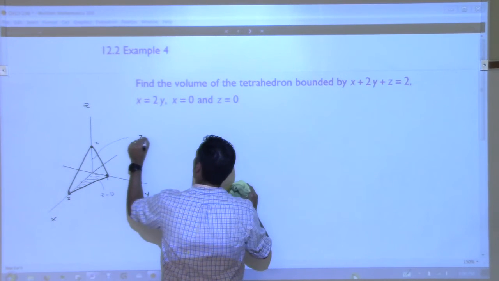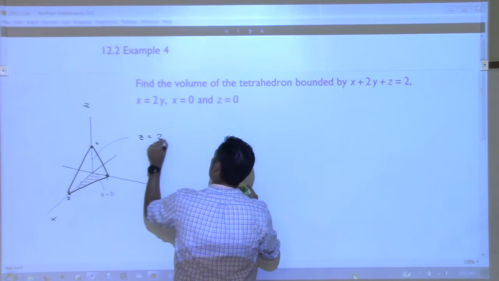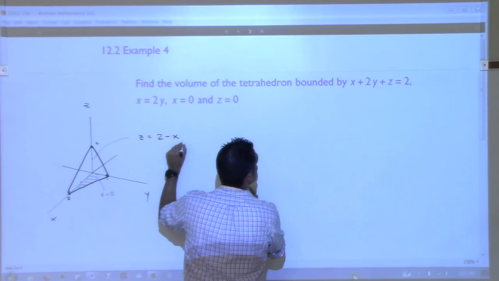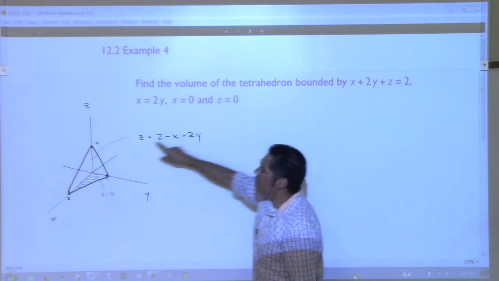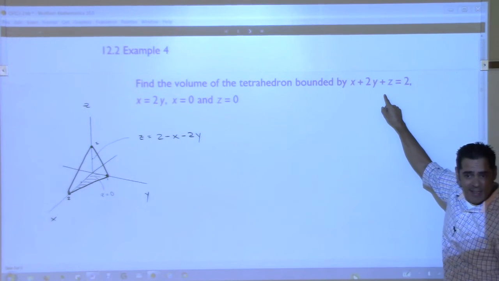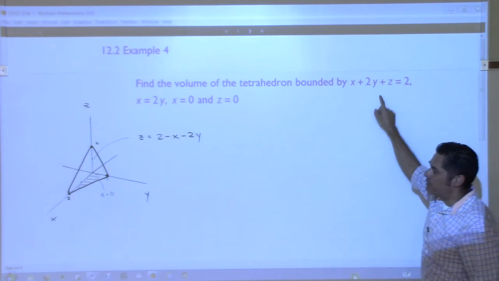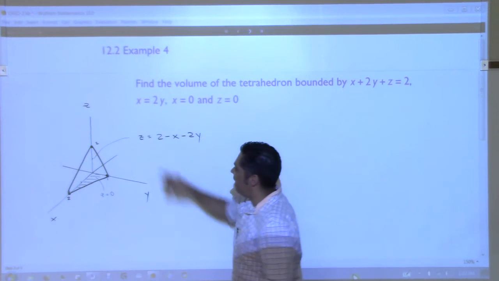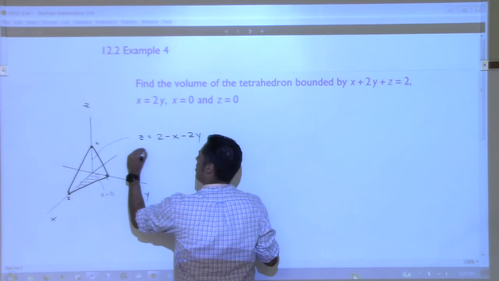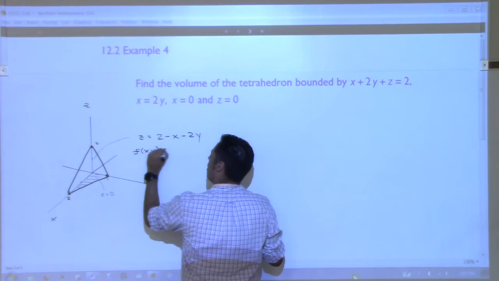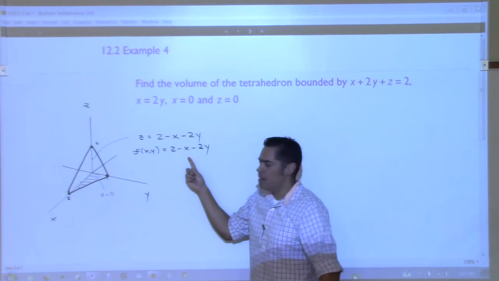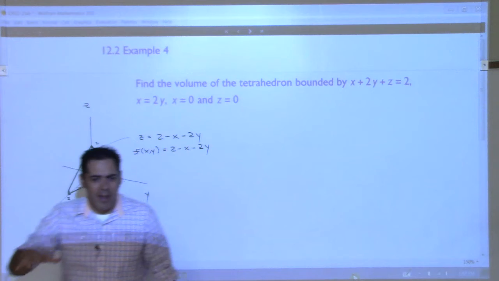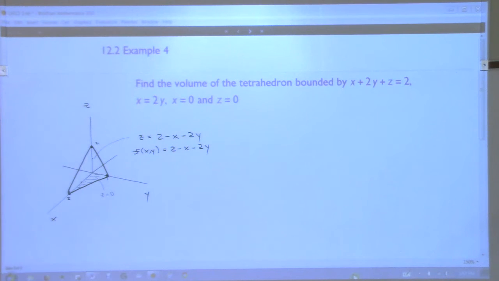Well, let me put it this way. Z equals 2 minus x minus 2y. What I've done there is I've solved this plane equation for z, and because I've solved it for z, you can actually look at z as being a function of 2 variables. Does that make sense? So that plane, you can look at it as a surface, a function of 2 variables.